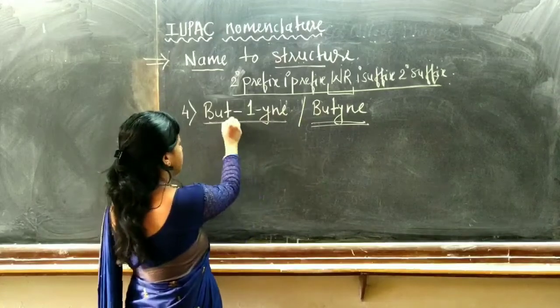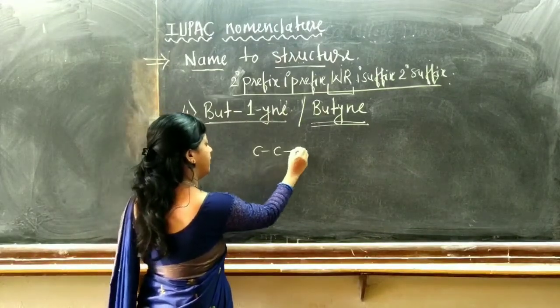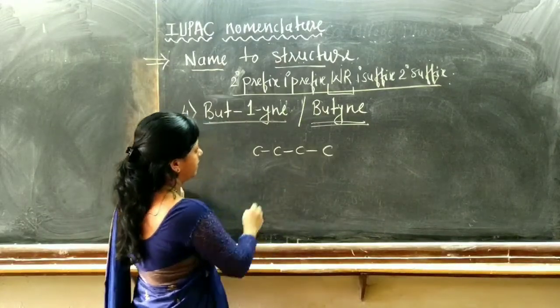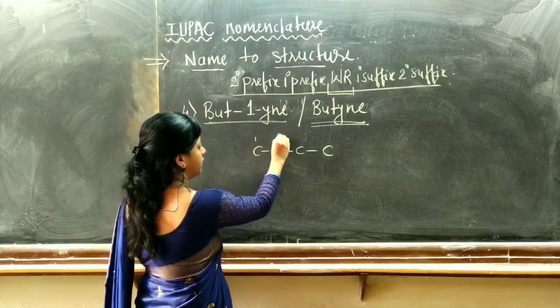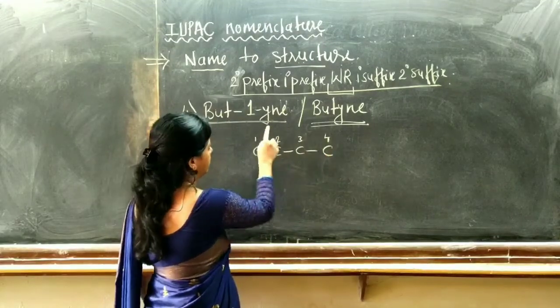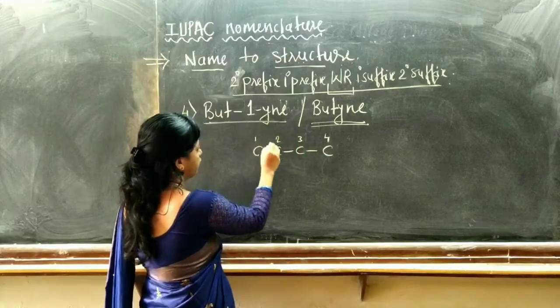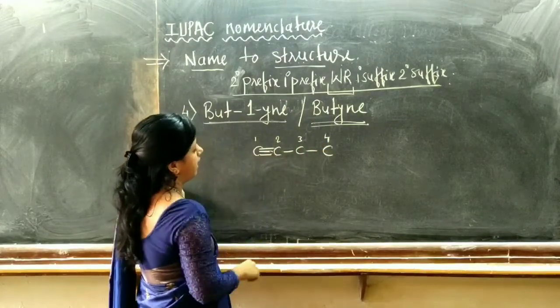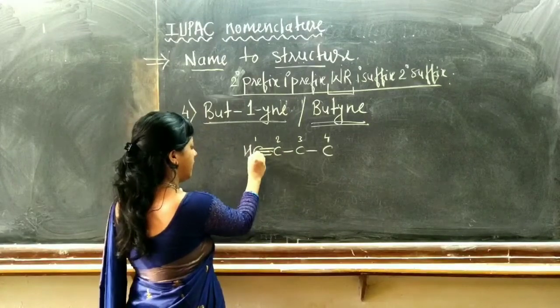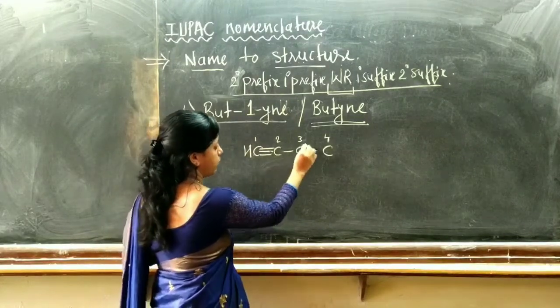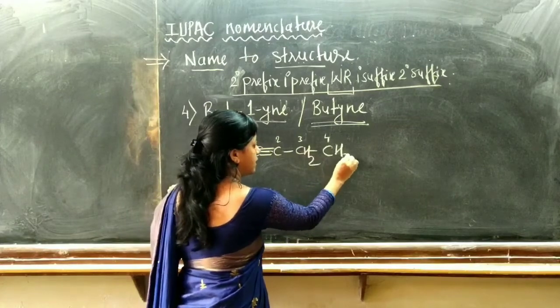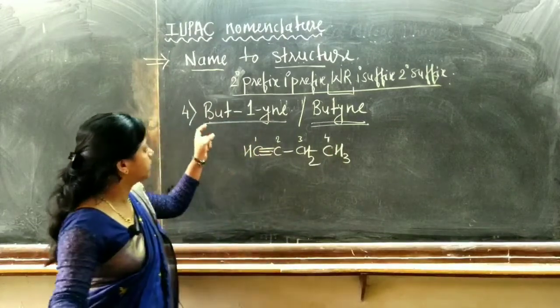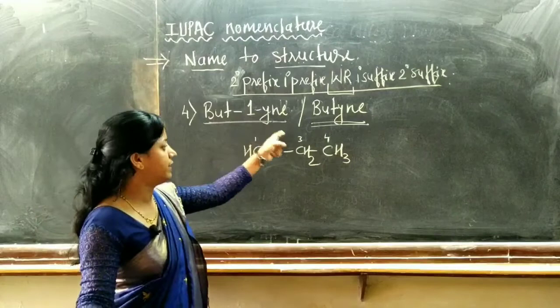So but means this is the word root, so we have to write 4 carbons. If I give numbering here 1, 2, 3, 4, at the first position there is a triple bond, and then remaining we have to write the hydrogens here. Here 4 bonds are already there, so CH2, CH3. So this is the structure of this butyne or but-1-yne.